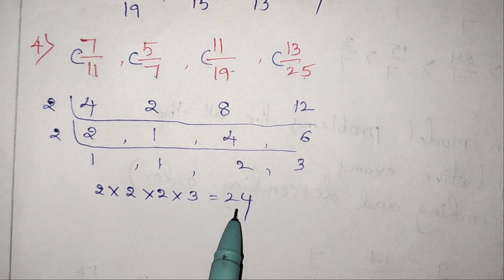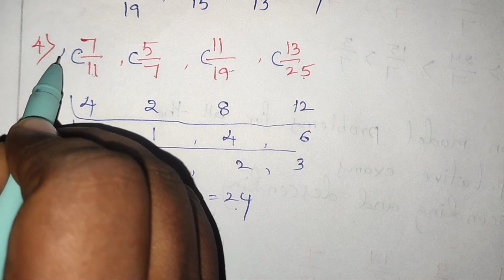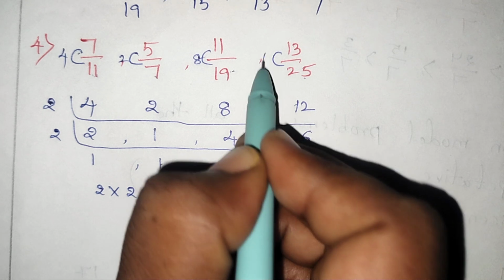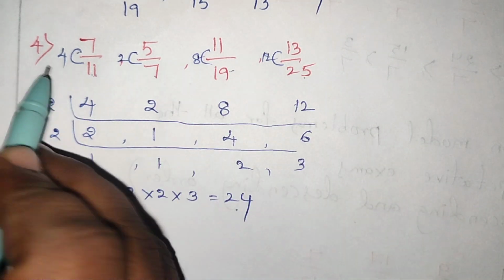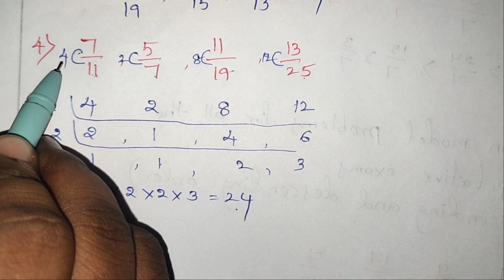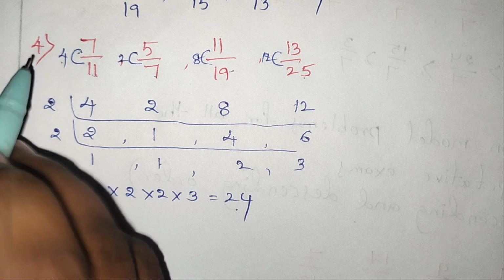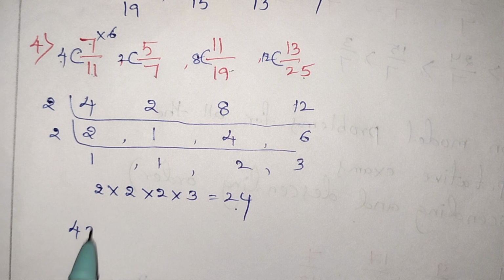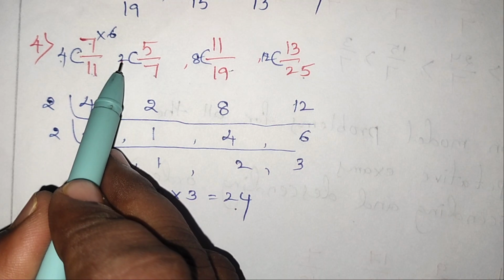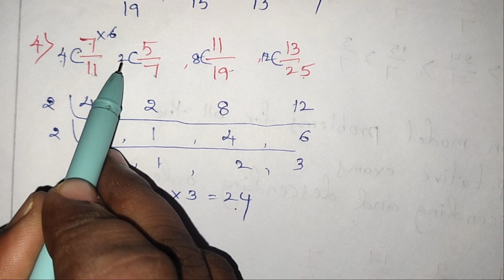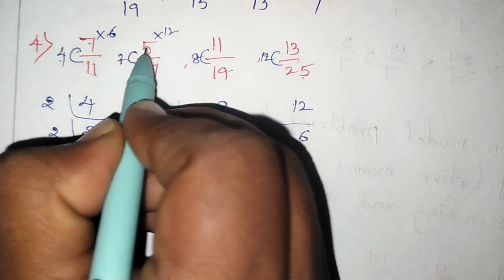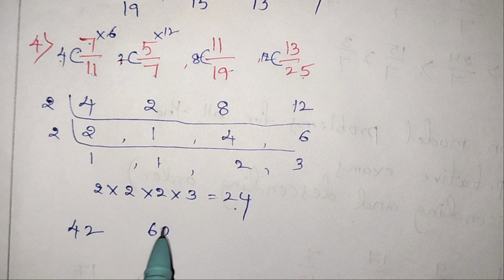Just here difference 4, here difference 2, here difference 8, and here difference 12. Then simply to get 24, how much do we need to multiply to 4? 6. That 6 multiply to this 7. 7 6s are 42. Here to get 24, how much do we need to multiply to this 2? 12. 12 to the 24. So just multiply that 12 to this 5. 12 5s are 60.